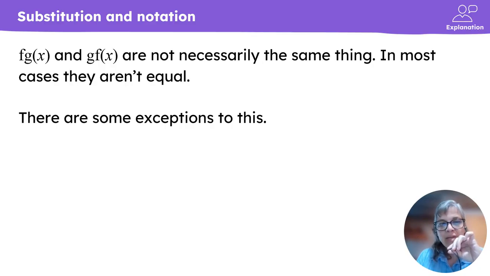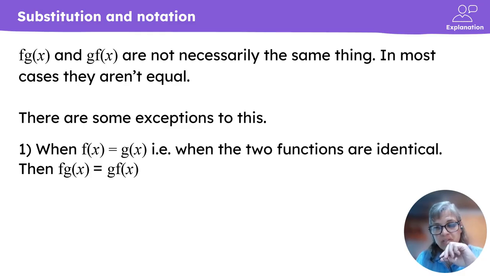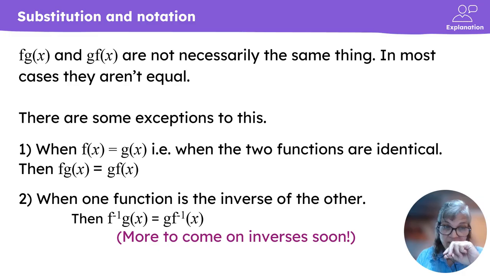One of the things that is important to realize here in what Laura and Lucas were discussing is that switching around a composite function, they're not necessarily the same things. FG of x and GF of x in most cases would not be equal. The only times that they're equal to each other is if the two functions are exactly the same. Then FG of x would equal GF of x because you'd have exactly the same function and you'd just be turning it around. The other time they're identical is if one function is the inverse of the other function.